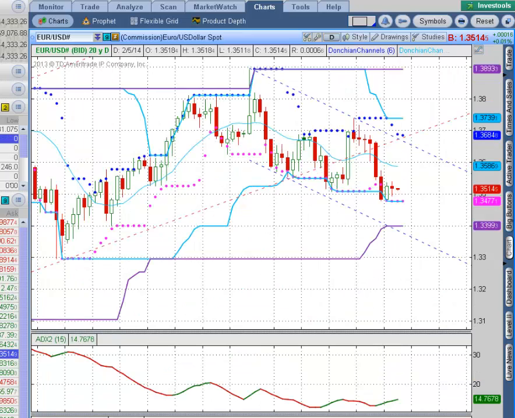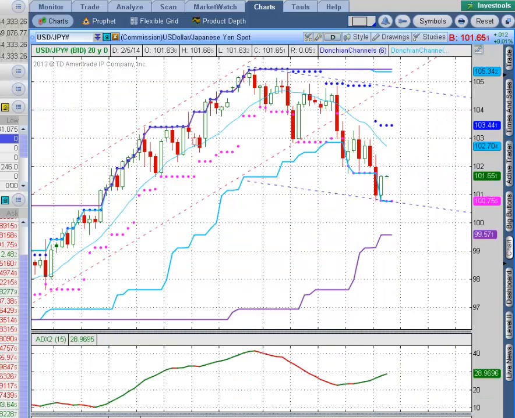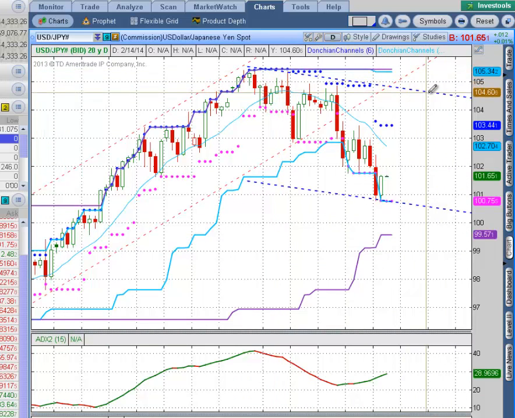Let's also look at a couple of the more popular Forex pairs to trade. Here's the Euro US dollar. As you can see, it's in a short-term downtrend channel. Here's the US dollar yen. It's in a short-term downtrend channel.